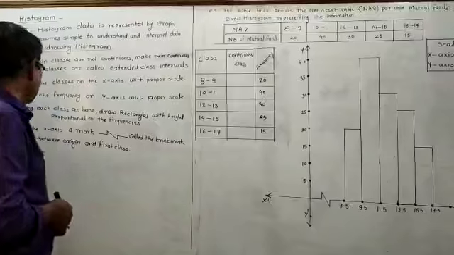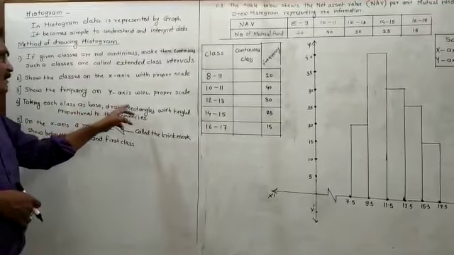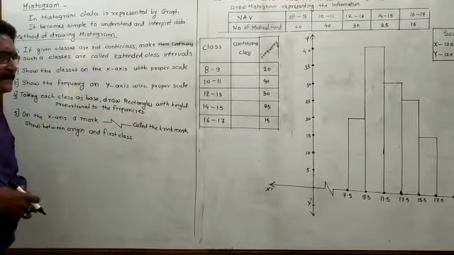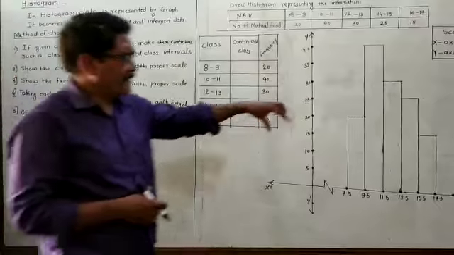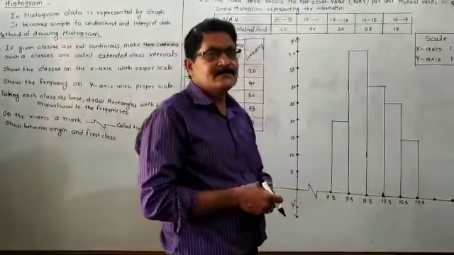Then next thing is that taking each class as a base, draw the rectangle with the height proportional to the frequencies. Means in the form of the rectangle you have to show each and everything.